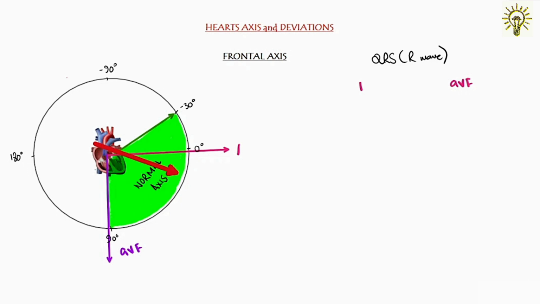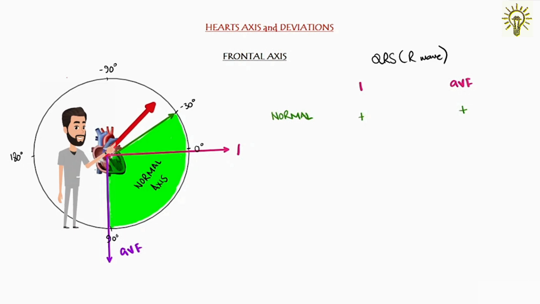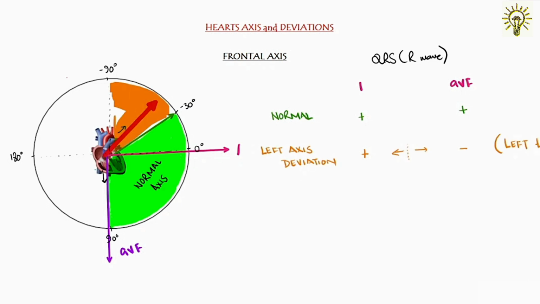This would be within the plane range of both lead 1 and AVF, thus generating a positive deflection in both leads. But if the red arrow moves leftwards and upwards beyond minus 30 degrees, it would still be in the range of lead 1, thus lead 1 would have positive deflection. But for AVF, the red arrow is in the opposite direction, moving away, so negative deflection on AVF. This is diagnosed as left axis deviation, highlighted in orange, between minus 30 to minus 90 degrees.